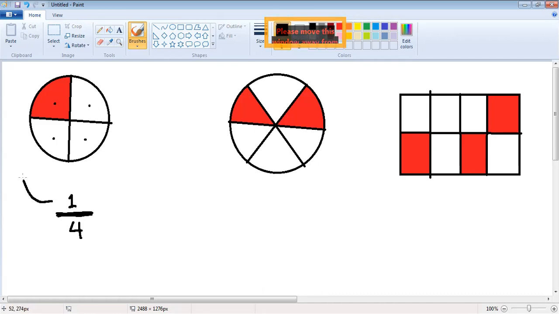The fraction of the first shaded part is 1 over 4. Manaf, are you with me? Yeah. Okay. What is the fraction of the second circle?